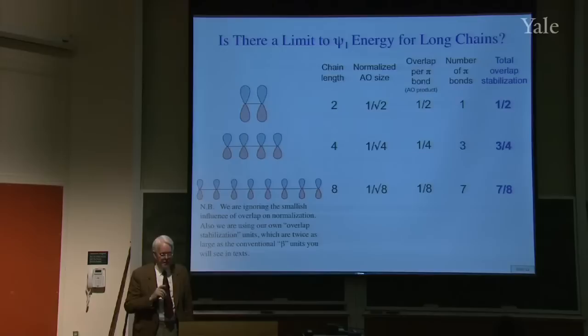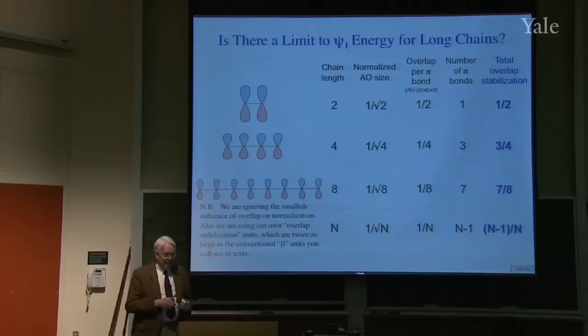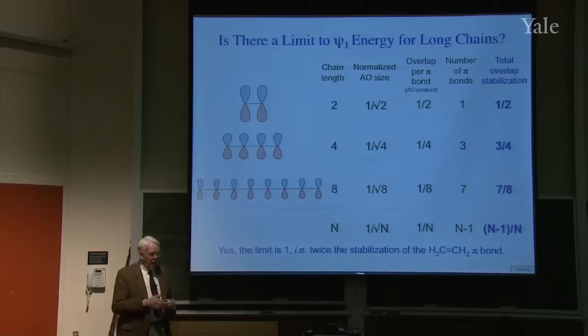It approaches 1, right? Because if you have n, it's 1 over the square root of n, and their 1 over n is the overlap, and there are n minus 1 of these pairs, right? So it's n minus 1 over n, which approaches 1 as n gets very large. So there's a limit to how good it can get, right? And incidentally, that limit is twice what it started out here, right? It was 1/2, and it approaches 1.